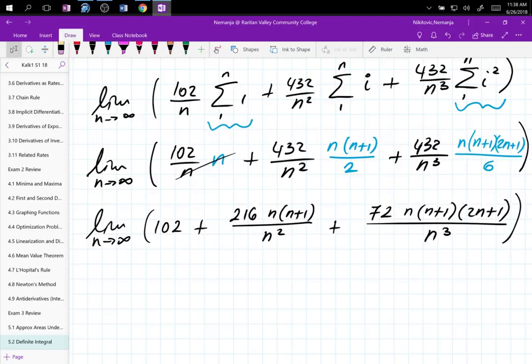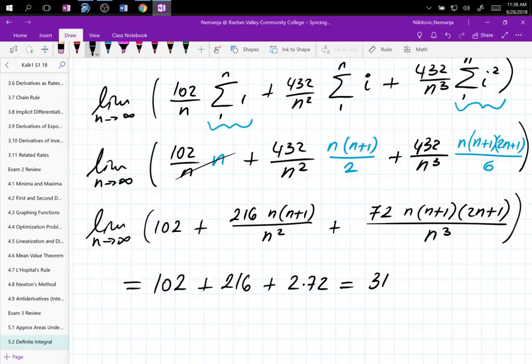Now, please observe that the exponents are the same. If you get different exponents on n's, then you're doing something terribly wrong. So you have the order on the second term in the middle: n squared over n squared, and over there you have 2n cubed over n cubed. So the numbers over here are 102 plus 216 plus 2 times 72. That's 318 plus 144 for the total of 462.